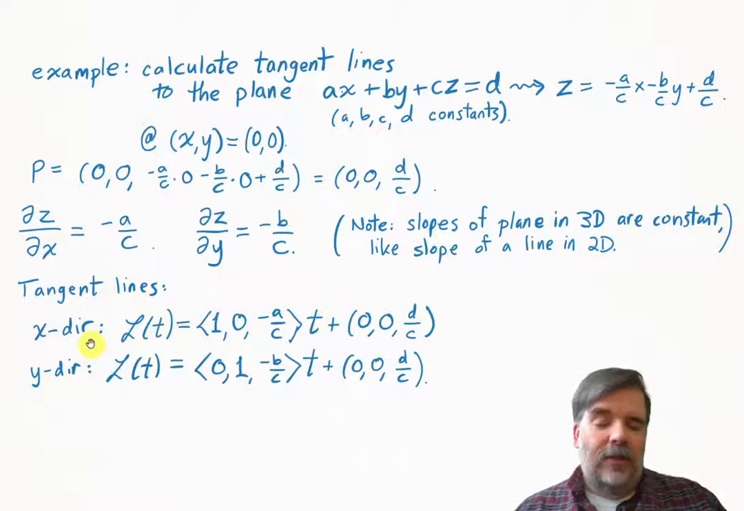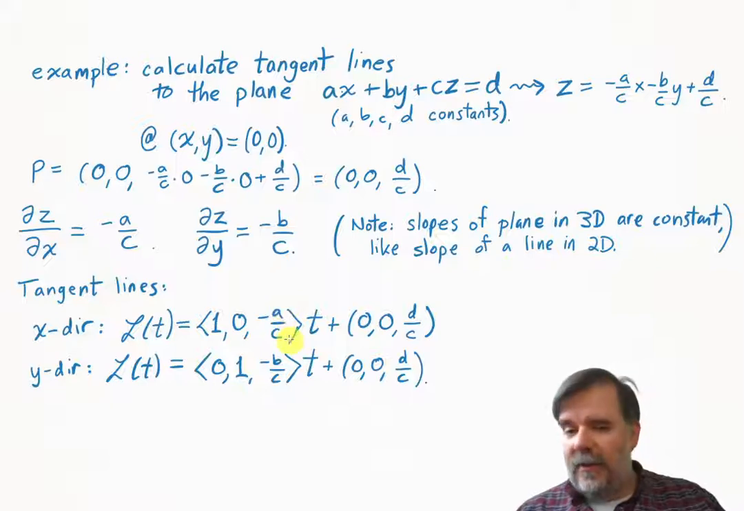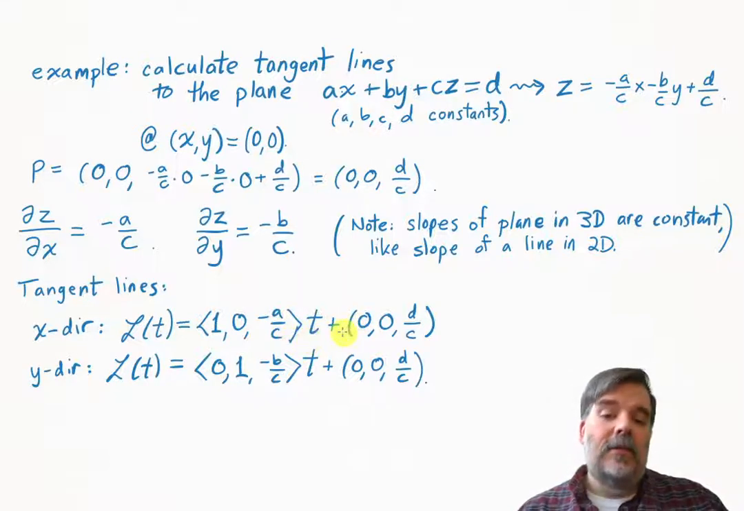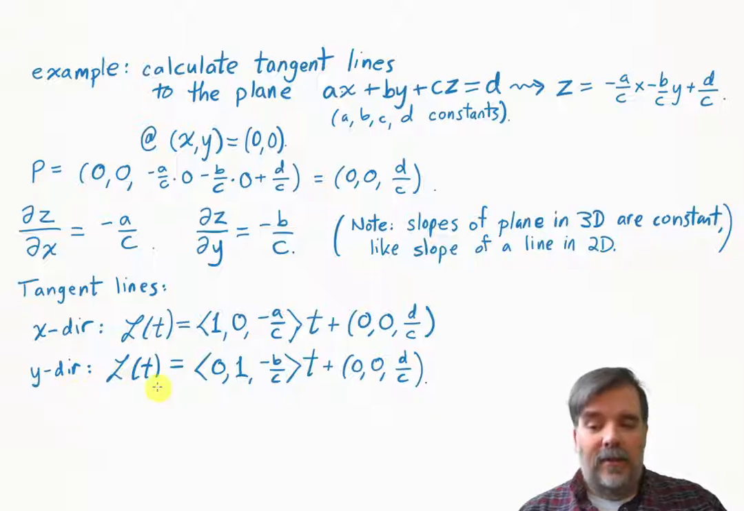So at this point, we're just ready to write down the equations of the tangent lines. The tangent line in the x direction is L(t) equals the slope vector (1, 0, negative a over c) times t plus the point (0, 0, d over c). The tangent line in the y direction is L(t) is equal to the slope vector (0, 1, negative b over c) times t plus the point (0, 0, d over c). And so these are the tangent lines to the plane.